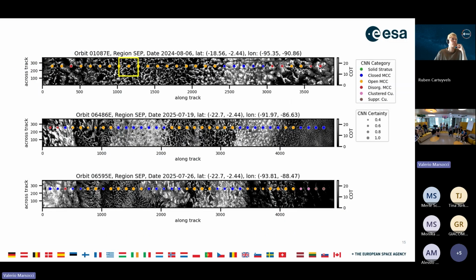So now, this shows some example pictures of this classification. These are 3 different orbits from EarthCARE MSI, so from the imager. This square here shows the window size, and the colored dots are the classification of the neural network. And here in blue are shown closed cells, and in orange open cells. So just to get a feeling about the sizes and how the neural network works.